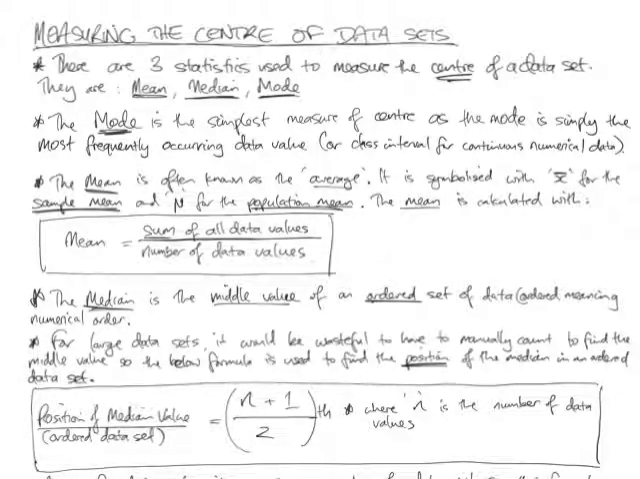This one's on measuring the centre of data sets. So hopefully a lot of this is revision. If not, well, it's being taught again. There's three statistics we use to measure the centre of a data set. They are the mean, median, and mode.